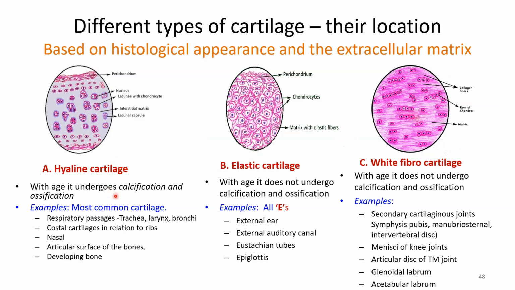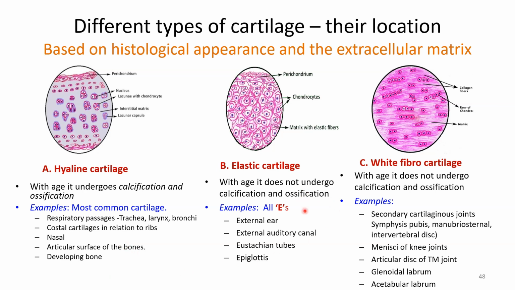Now, what are the other differences which you have learnt here? With age, the hyaline cartilage undergoes calcification and ossification, whereas elastic cartilage and white fibrocartilage do not undergo calcification and ossification with age. And what are the examples for hyaline cartilage, which is the most common cartilage? It is in the respiratory passages, the costal cartilages, the nasal cartilages, the articular cartilages, and the developing bone.